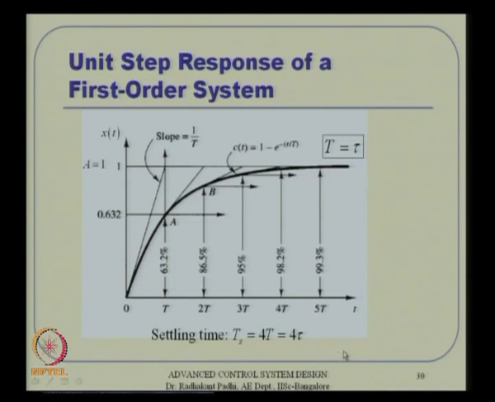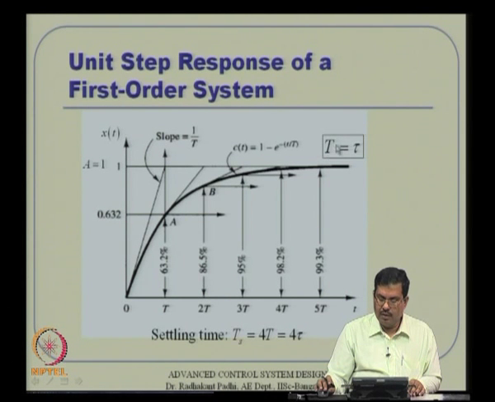In general, as we saw in the last class, if you consider this t as tau, then first tau, then 2 times tau, 3 times tau, like that. Essentially at 4 tau, or 4 t, we have a response of 98.2%, and that is what we normally call the settling time for first order systems.